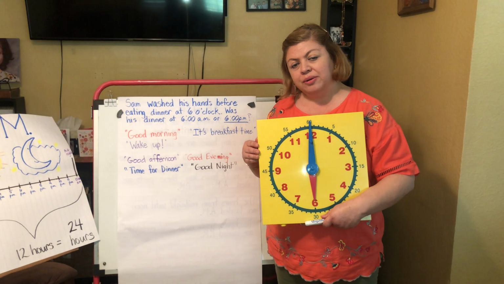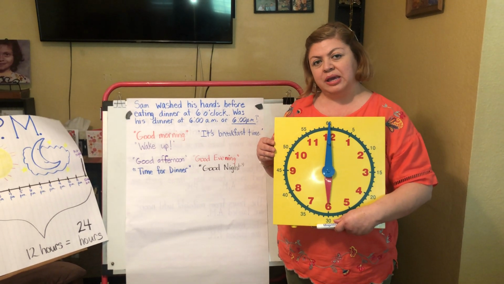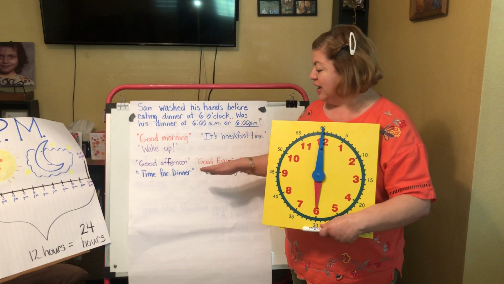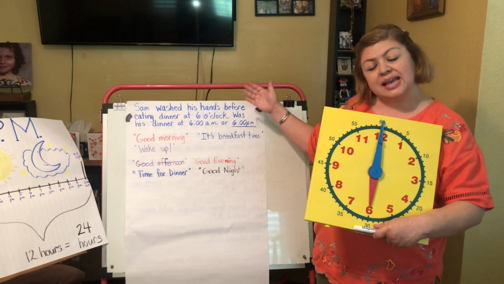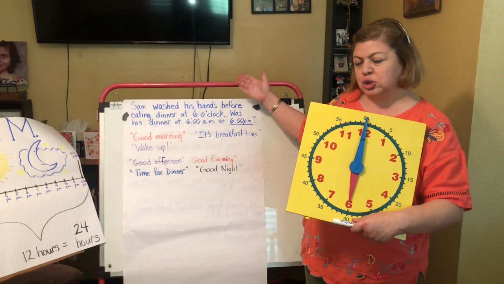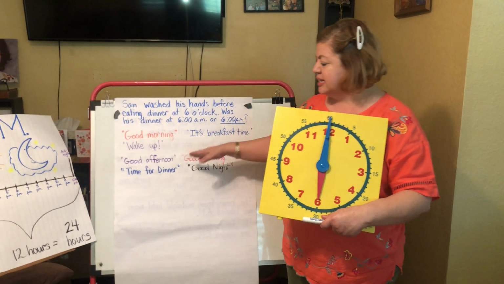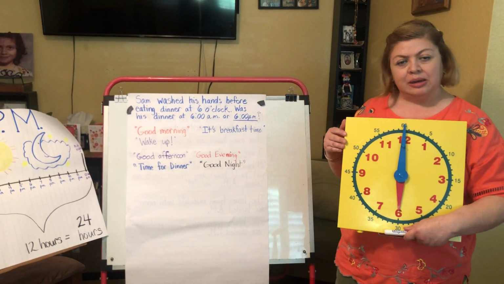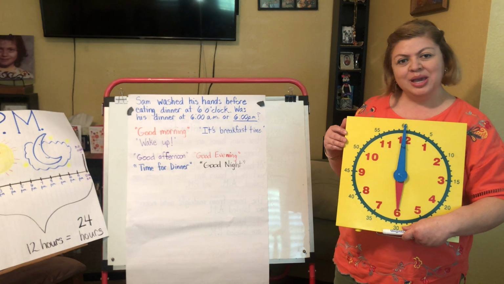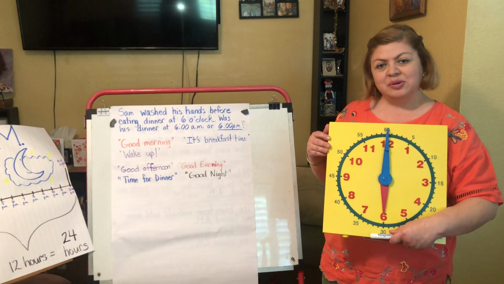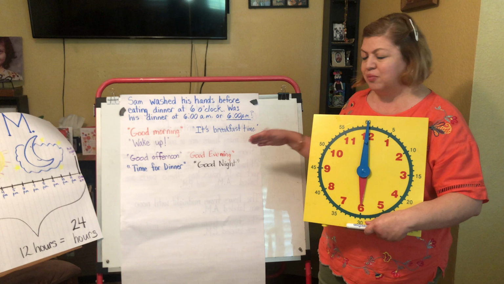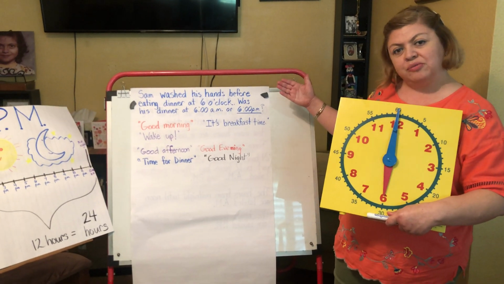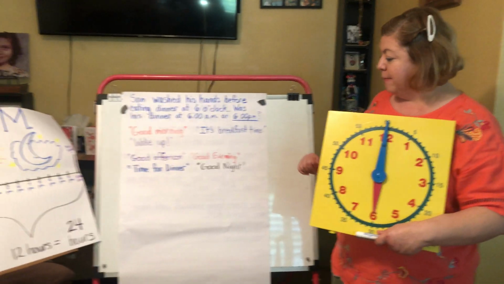Time for dinner. AM or PM? If you said PM, you are doing great. Dinner happens in the second part of our day, the second 12 hours of our day. So it is a PM event. What about good evening? AM or PM? If you said PM, you are correct. PM. Good evening. Evening hours are in the second part of our day, so they are PM.